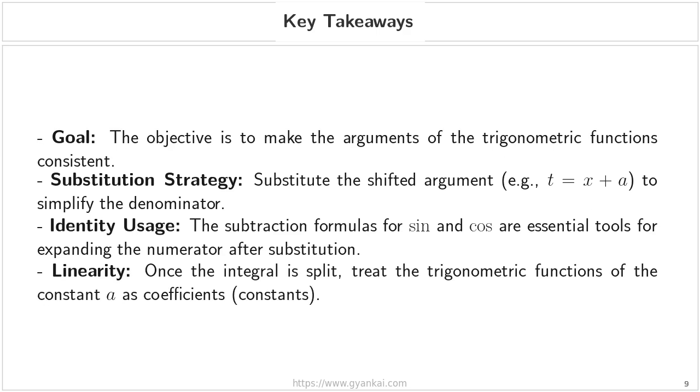Finally, linearity. Once the integral is split, treat the trigonometric functions of the constant a as coefficients, that is, constants. After applying the trigonometric identity and splitting the integral into separate terms, remember that cosine a and sine a are just constants. They don't depend on our variable of integration, t or x. This means when we integrate, we can simply pull them out of the integral as constant multipliers. So the integral of cosine a with respect to t is just t times cosine a, and so on.